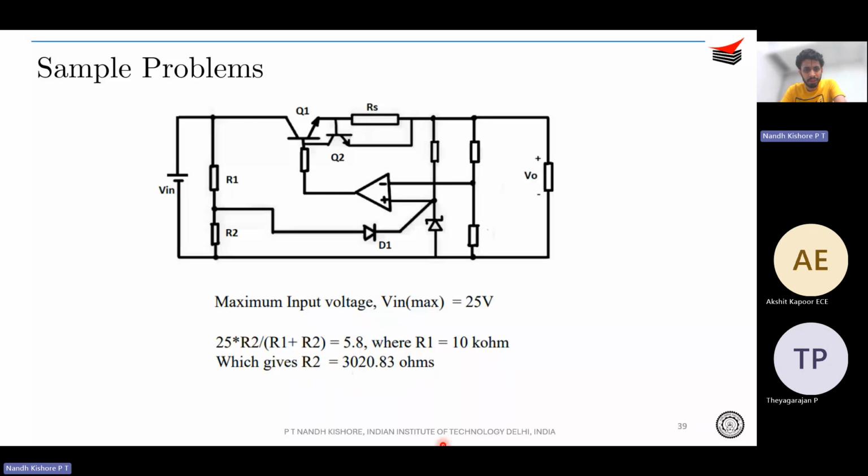Okay. Again, a very simple question, right? That is, just apply KVL in this lower loop. You get what is VR2, and then this is just a voltage divider. Therefore, you get what is R2. R1 has already been given as 10 kilo ohms.